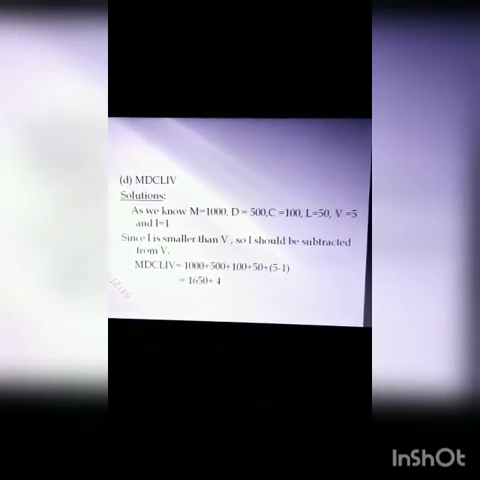MDCLIV. Firstly, we are writing the values for that. M is 1000, D is 500, C is 100, L is 50, V is 5 and I is equal to 1. Now, I is smaller than V, so I should be subtracted. The rest are written in the form of decreasing order, so they must be added. So M is 1000, D is 500, C is 100, L is 50 and IV. I should be subtracted from V, that is 5 minus 1. It will become 1650 plus 4. 1654 will be the answer.